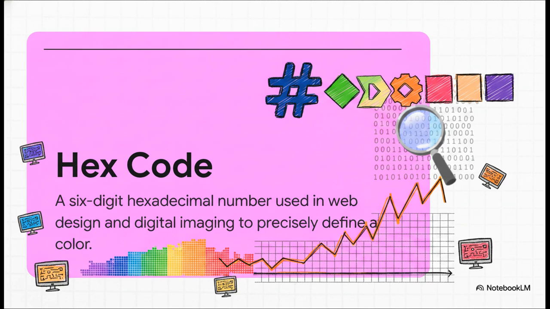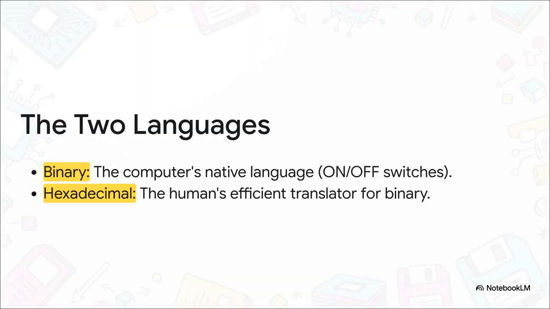And seriously, anytime you see that little pound sign or hashtag followed by 6 characters to define a color online or in a program, that's it. That's hexadecimal right there in your daily life. It's the perfect example of a system made not for the computer, but for the humans who need to talk to it. So, when you boil it all down, you've really got these 2 essential languages.